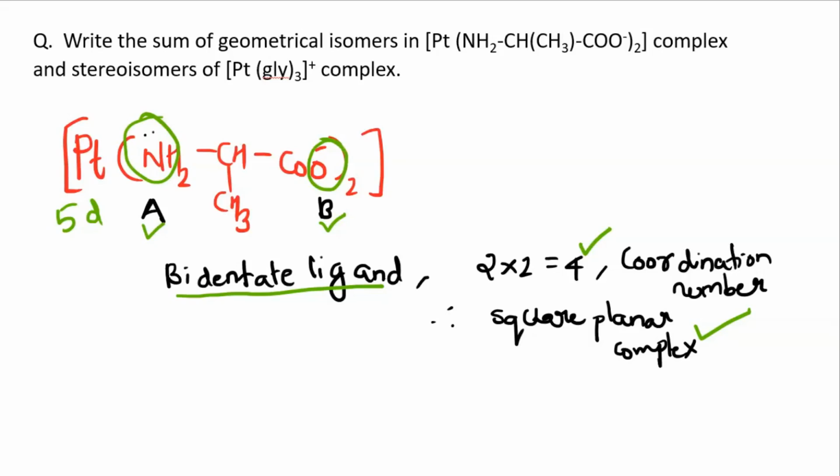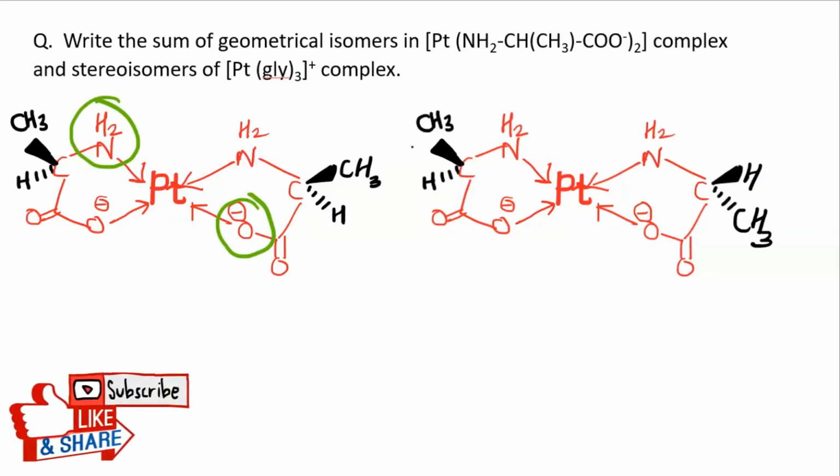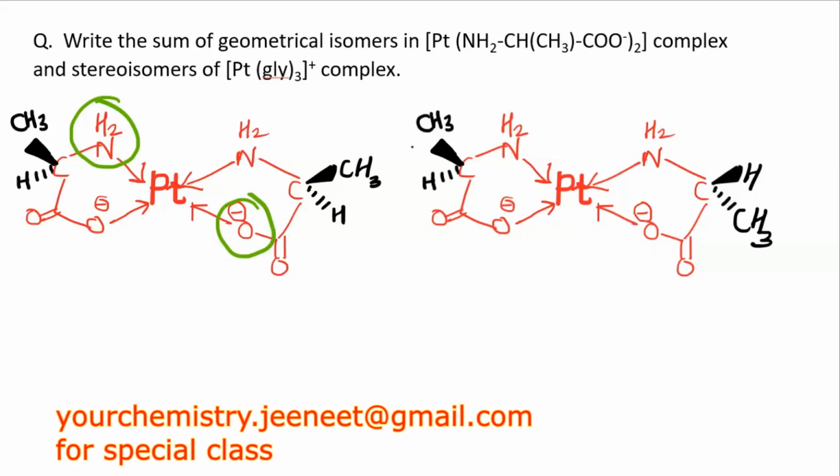Next, let us see how we can find the geometrical isomerism for this complex. We will draw the detailed structure. The first structure I made has NH2 and O minus 180 degrees opposite to each other. I will discuss the second structure in a moment. Here also NH2 and O minus are 180 degrees opposite to each other, and this is a square planar complex.